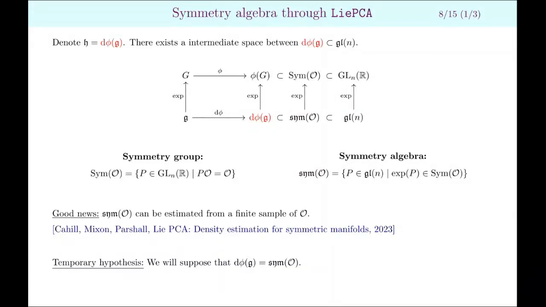And the good news for us is that this space we can actually estimate from the data via an algorithm that was published 2 years ago. This is called ePCA by Cahill, Mixon and Parshall, that I will present in the next slide. So you could tell me that, well, we don't have exactly the push-forward algebra, we only have a superset. But I will show you how to get rid of this, it will be a problem later. We can suppose for the moment that these two spaces are actually equal.